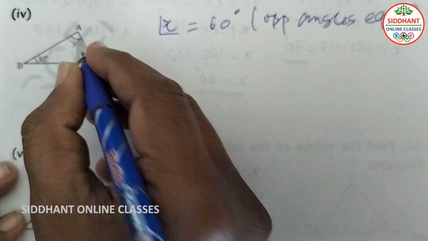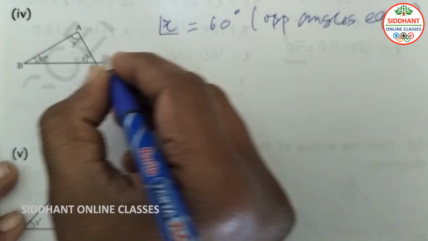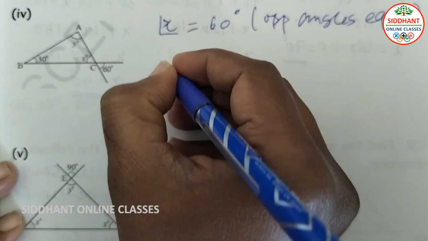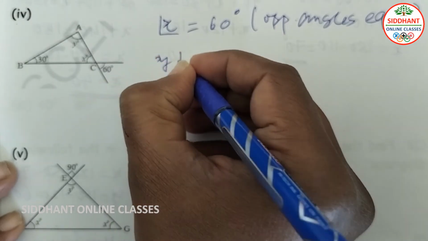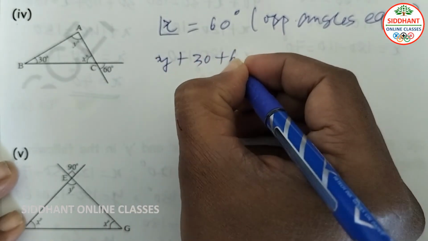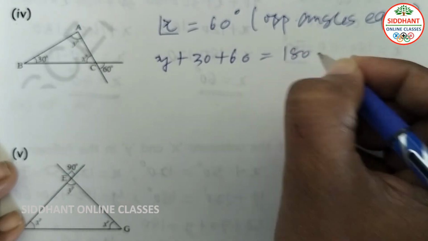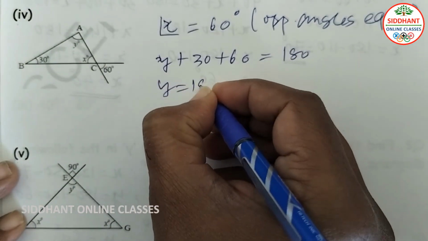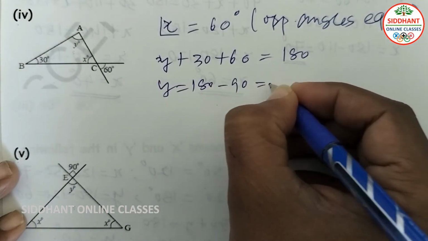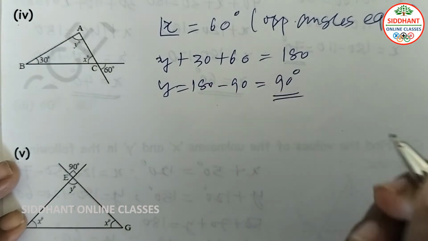X is 60, then y we are going to find out. Then the sum of angles is 180, that means y plus 30 plus 60 equals 180. Then y is equal to 180 minus 90, that equals 90 here.